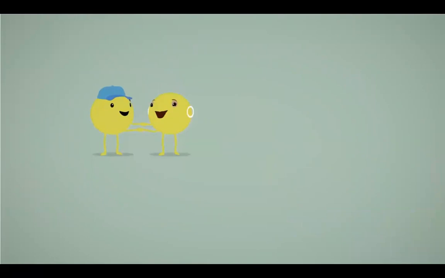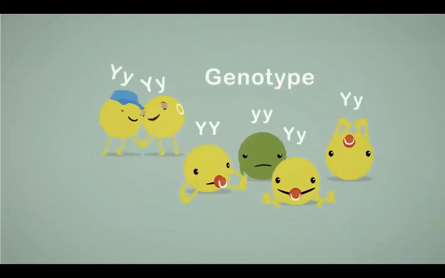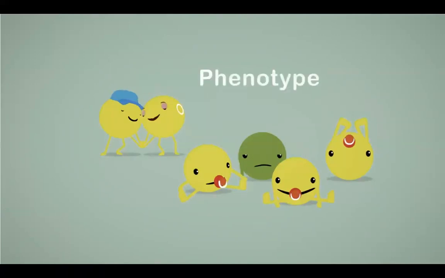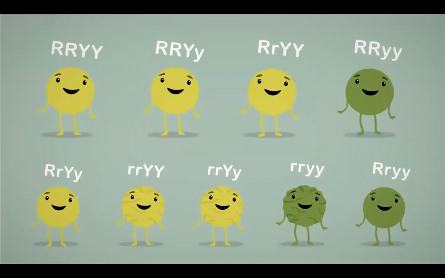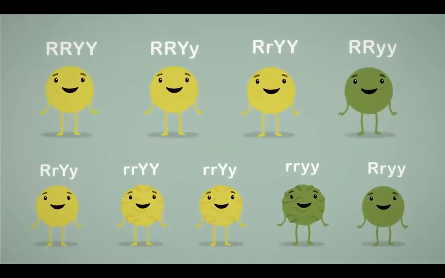Then, in the second generation, where the two heterozygous kids marry, their babies could have any of the three possible genotypes, showing the two possible phenotypes in a 3:1 proportion. But even peas have a lot of characteristics. For example, besides being yellow or green, peas may be round or wrinkled.